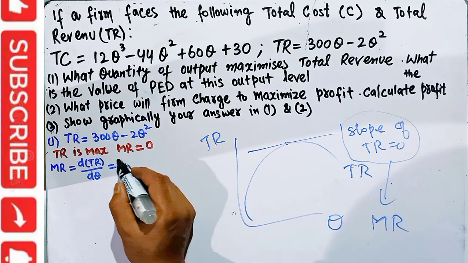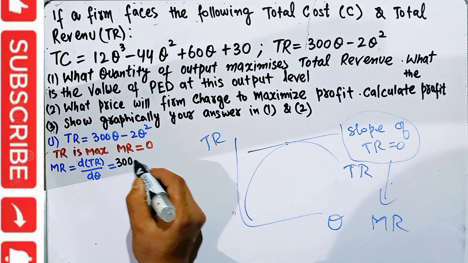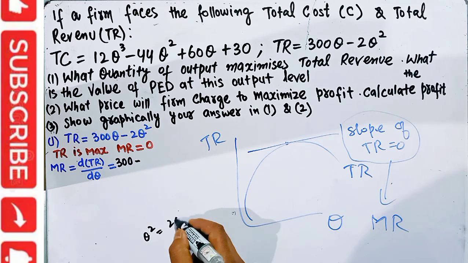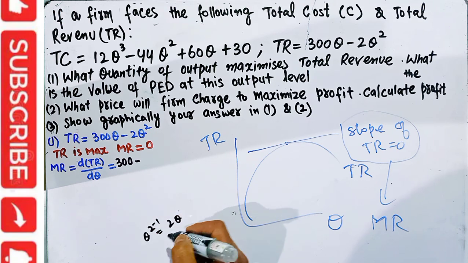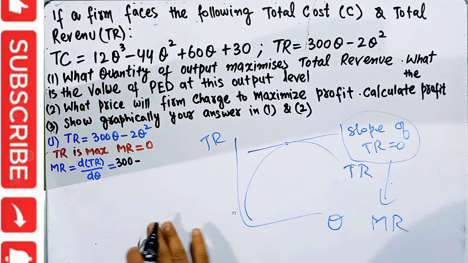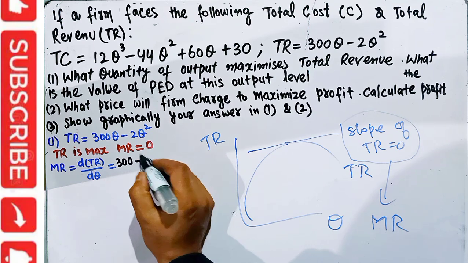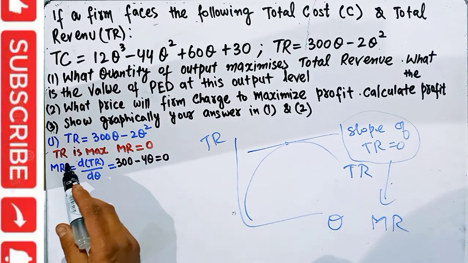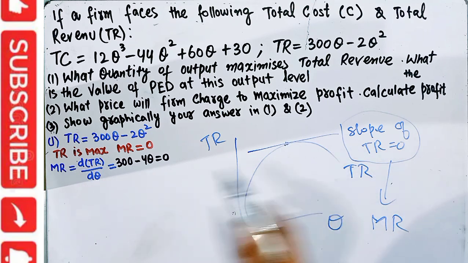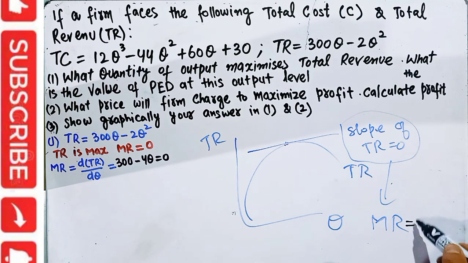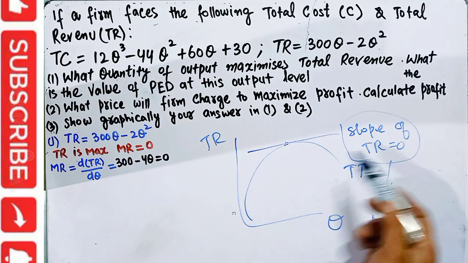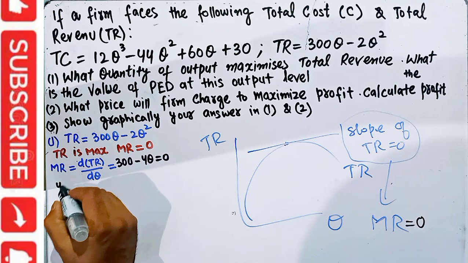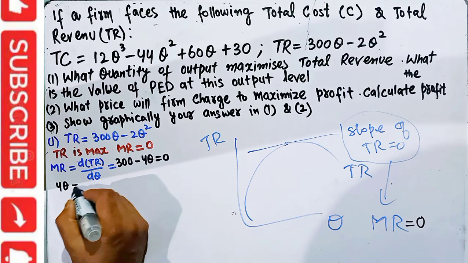Derivative of q is 1, so we are left with 300 only, and minus the derivative of q square, which is 2q. The 2 becomes the coefficient and the exponent is reduced by 1. Simple thing, I have explained it n number of times. So 2 into 2 is 4q, and we set it equal to 0. Total revenue is maximum when marginal revenue is equal to 0, that is, when the slope of this total revenue function is 0. Solving for q, we get 4q is equal to 300.